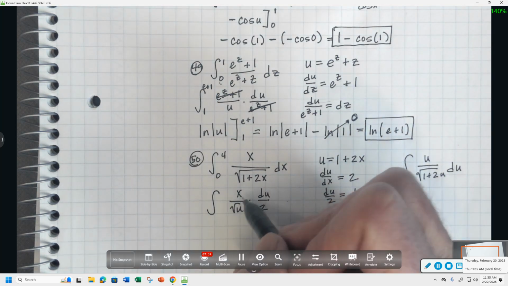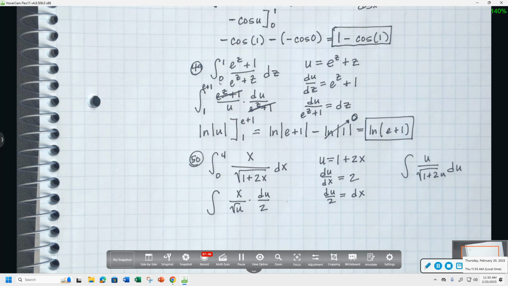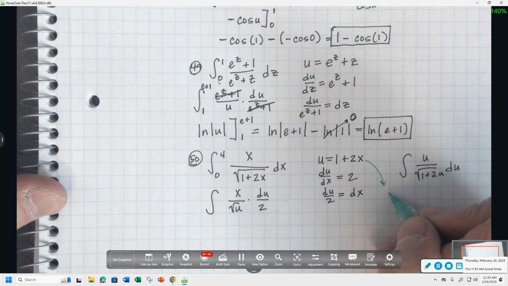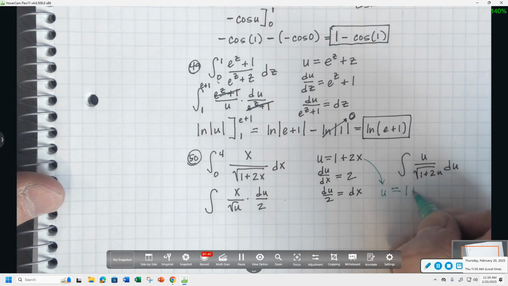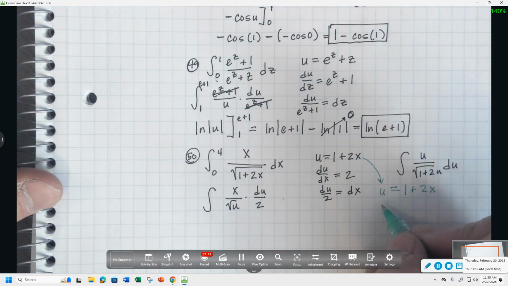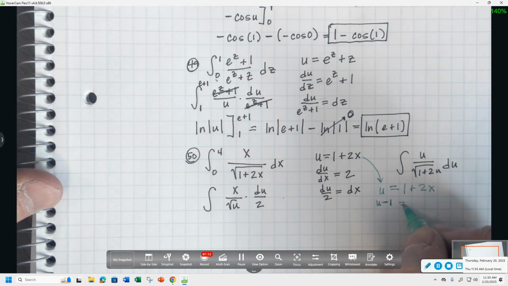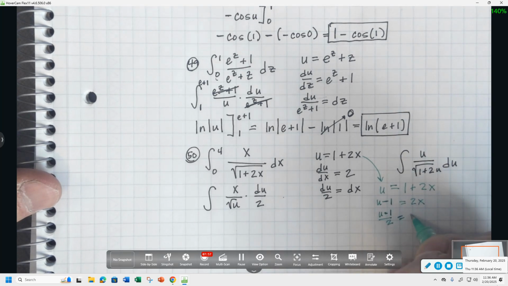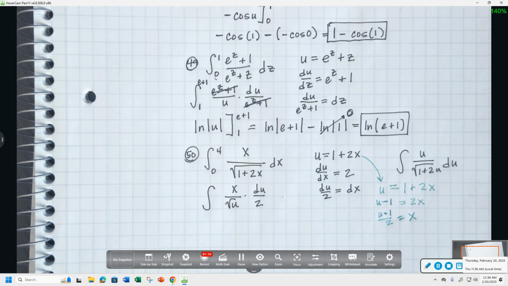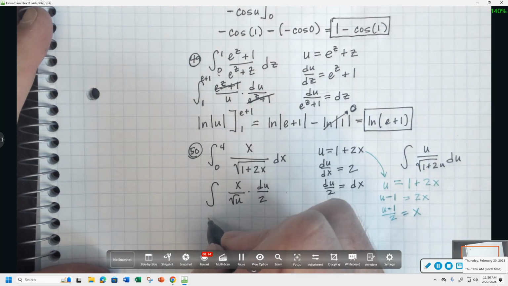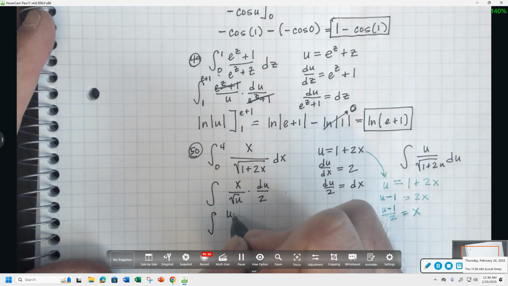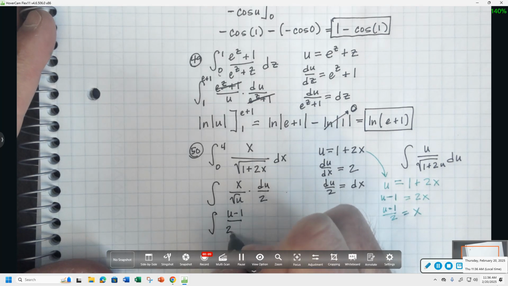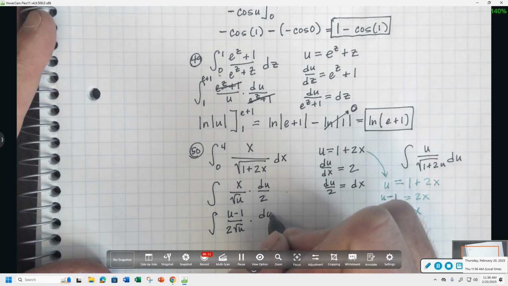How do we get rid of that x? Solve for x. So let's try it. So u equals 1 plus 2x. All right, I'm going to subtract 1, and I'm going to divide by 2. Is this really what we have to do? This looks like a mess, right? U minus 1 over 2 equals x. Oh boy. Let's try it. So that would give me u minus 1 over 2. We'd have a square root of u in the bottom. We got this here.